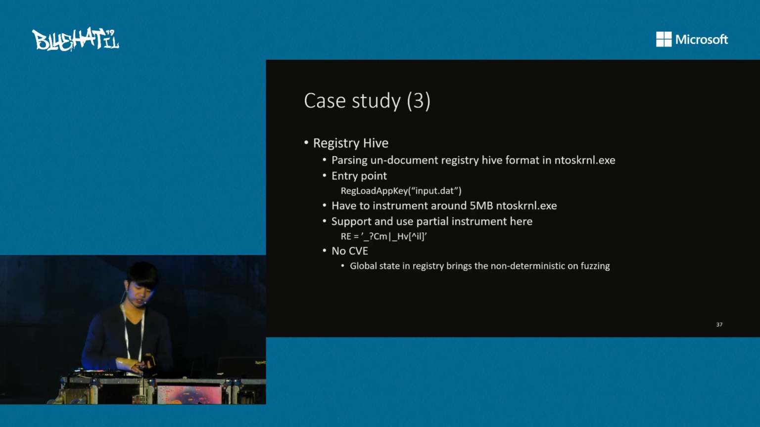However, there was no result at the end. One possible reason is that the global state of the registry in the NTOS kernel changes frequently. And the fuzzer runs in persistent mode, so one input registry file may produce different code coverage. It affects the stability and the effectiveness of fuzzing. Maybe we have to partially instrument the parser code more specifically.